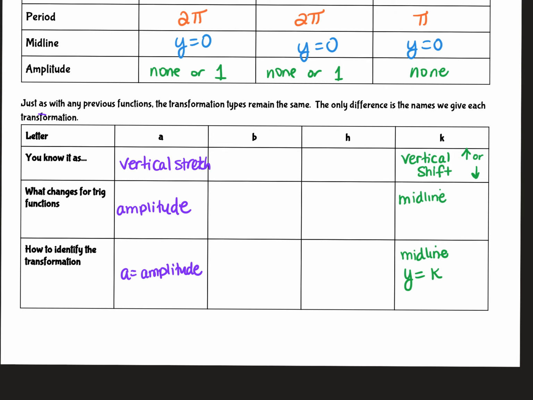All right, next, to talk about B. So B is a brand new transformation here. This is one that you maybe don't know, but in some of your classes, maybe your teacher briefly talked about what B does. It's actually your horizontal stretch. Now, what that means for the trig function is it's going to determine the length of the period.